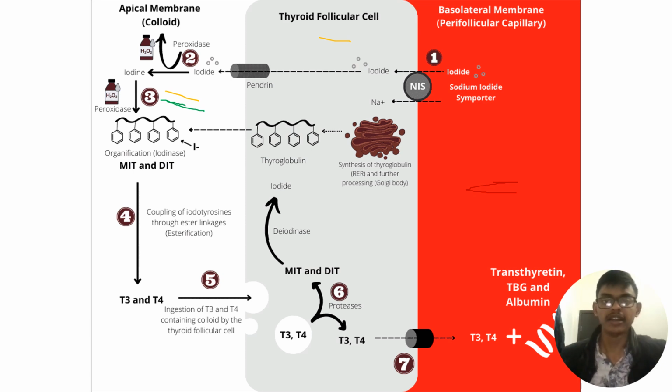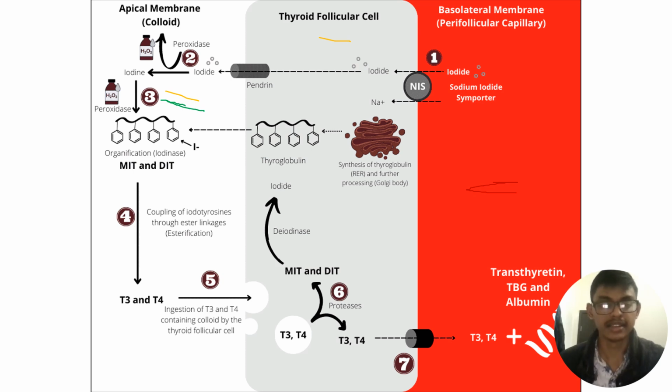So iodide is important for the synthesis of this thyroid hormone. First, the iodide is transferred from the capillary into the thyroid cell, and then from the cell into the colloid. These are the first and second steps of the process of formation of thyroid hormones.